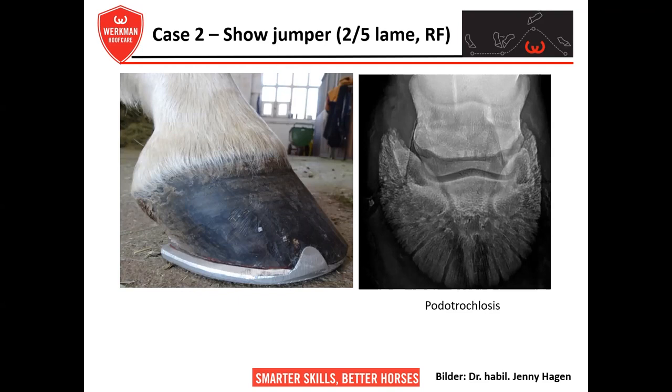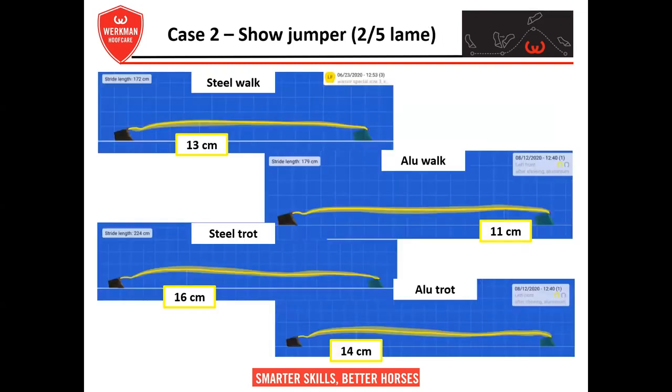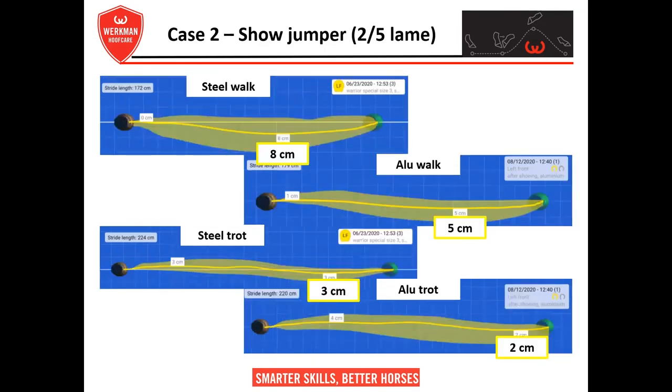After diagnosis, we saw that the horse has podotrochlosis, and we changed the shoeing from a steel shoe to an aluminum shoe. And you see the steel shoe in walk and the aluminum shoe in walk, and you see we have a lower flight height of the flight arc after shoeing with aluminum, and the same was in trot. So the flight arc decreased after shoeing with aluminum shoes, and also the sideway motion decreased, at least in walk, and we had less variability between strides. So it was a little bit easier for the horse to stabilize the limb.